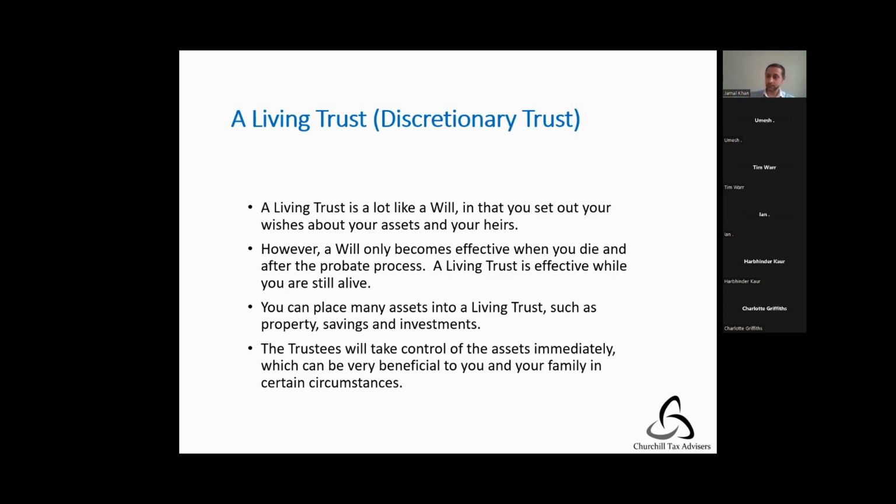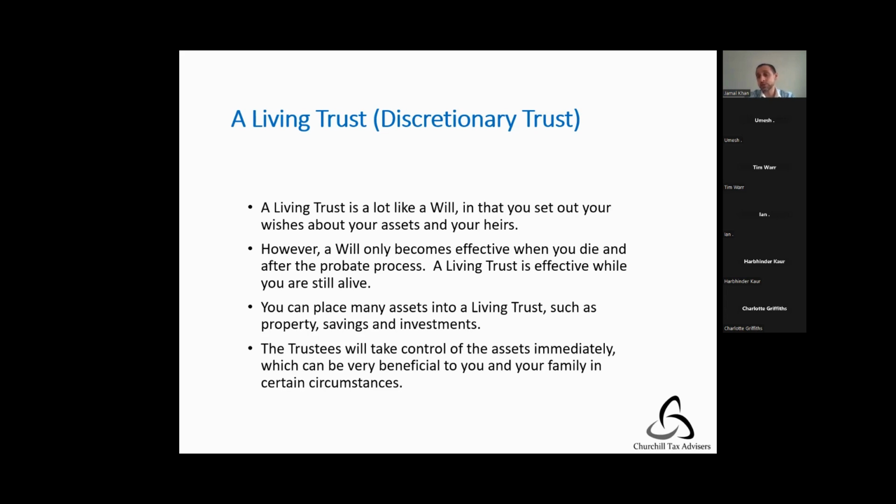A typical example of what you would normally see these days: a living trust, or an asset trust, or a family trust, or a will trust, or a lot of different things. A will trust essentially means nothing in my view. But a living trust is not like a will, where you set out your wishes about what happens to your assets and who your heirs are. A will is effective essentially when you die. But when you create a living trust, the assets are put into a trust whilst you're alive, and those assets can be passed on to the beneficiaries whilst you're still alive.